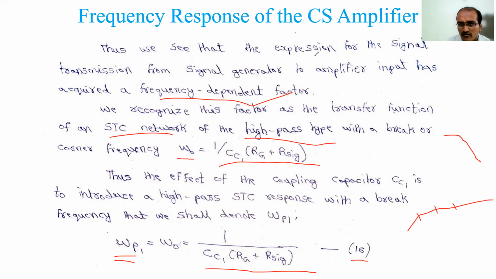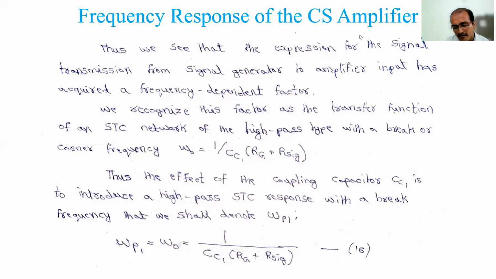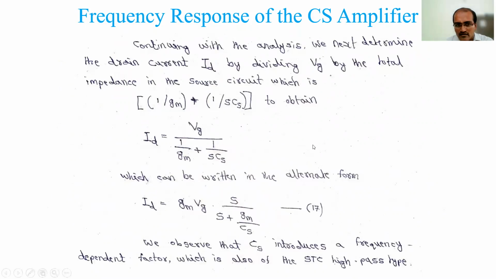Now that we have the gate voltage, we pass it across the gate terminal and enter the MOSFET, where internally we get the transconductance 1 by GM, and at the source side we have the coupling bypass capacitor CS. Across that we measure the drain current. That is our second step, as I told you. Continuing with the analysis, we next determine the drain current ID by dividing VG by the total impedance in the source circuit. This is Ohm's law: current means voltage by impedance. Here current is ID, voltage is VG, which we have calculated, divided by the impedance.